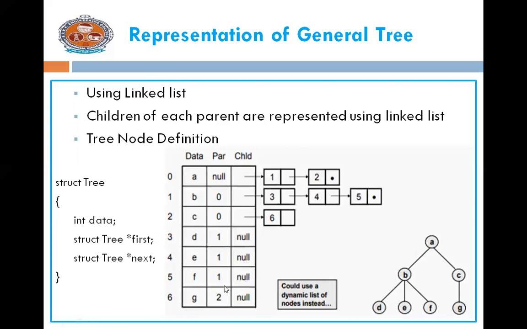And next one is G. For G, what is the parent of G? It is C. C's number is how much? 2. That's why in the parent column we have put it as 2. And G is also a leaf node. That's why it doesn't have any children, so here it is put as null. So this is how you can represent a general tree.